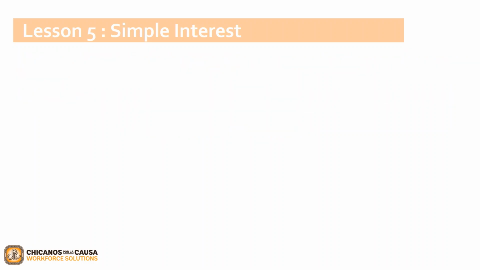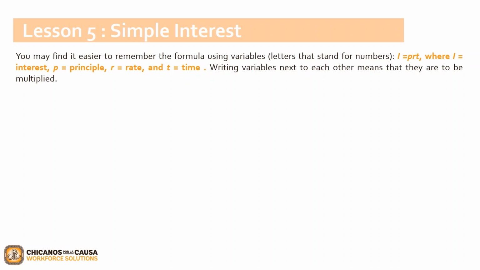You may find it easier to remember the formula using variables, letters that stand for numbers. I equals PRT, where I equals interest, P equals principal, R equals rate, and T equals time. Writing variables next to each other means that they are to be multiplied.